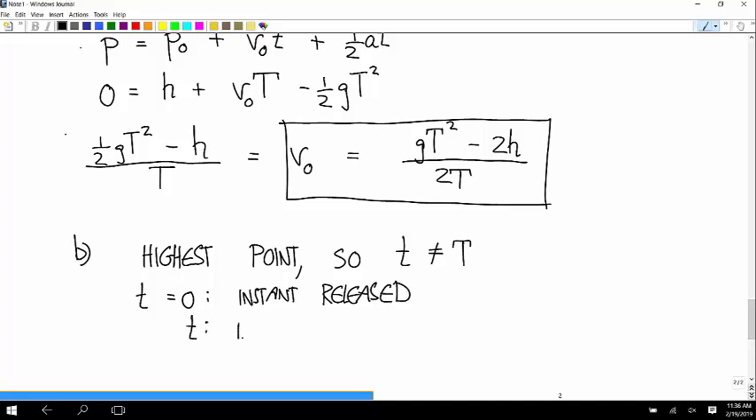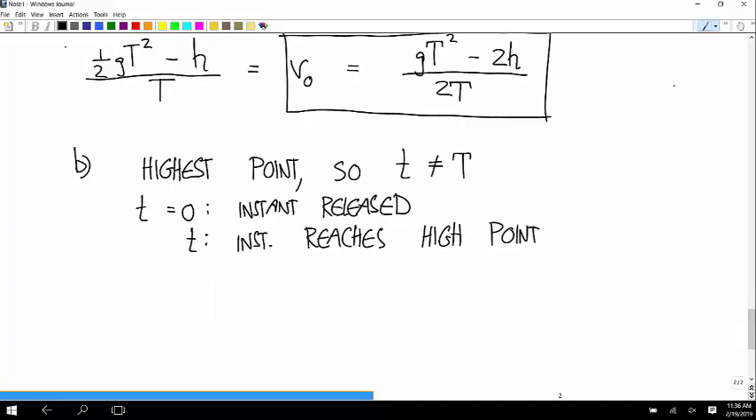Our time T is going to be the instant that it reaches the highest point. I'm going to use the same 0 position and the same positive direction. And now that we've chosen a new meaning for lowercase t, we have to go through the variables again and think about what we know.